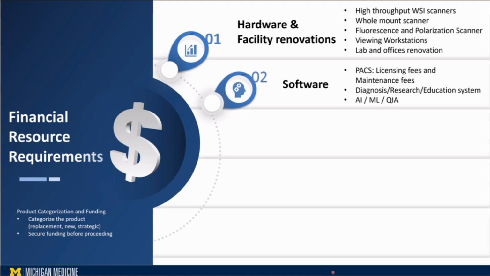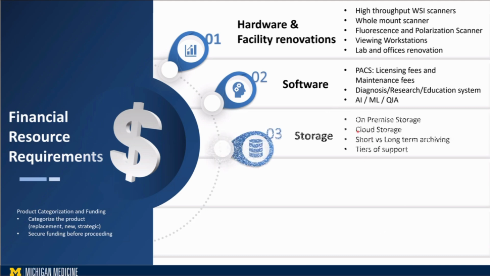The other thing, from the software side regarding PACS, is the licensing fees, maintenance fees, and whether they're going to charge for multiple services like diagnostic, research, education, etc., and the AI integration. Storage, as I said, could be on-premise or cloud storage, short versus long-term archiving, and the tiers of support.